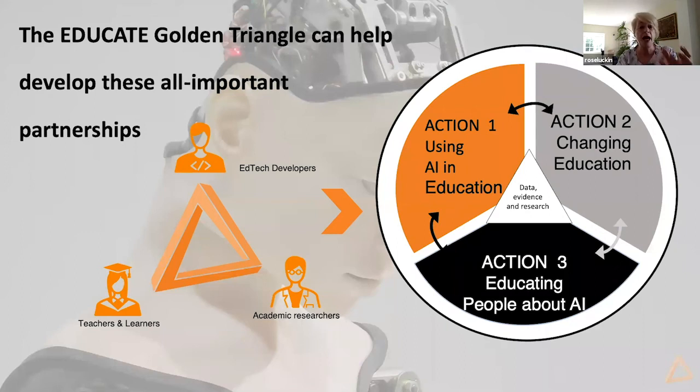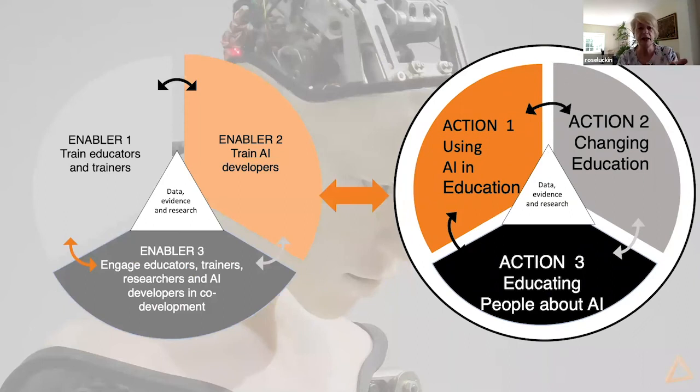Because in that way, then we can use AI more wisely. We can change education systems in a way that's driven by data. And we can help people understand AI in a research and evidence informed way. And that triangle can sit at the heart of the way that we achieve this cycle of the actions and the categories of actions that need to take place.